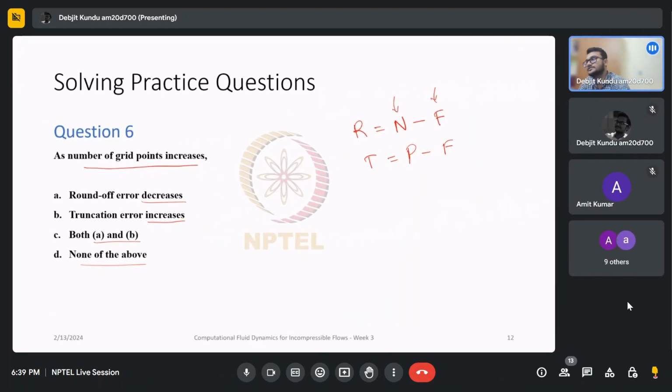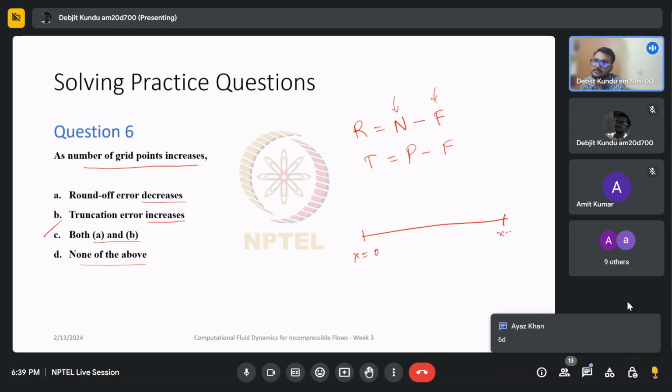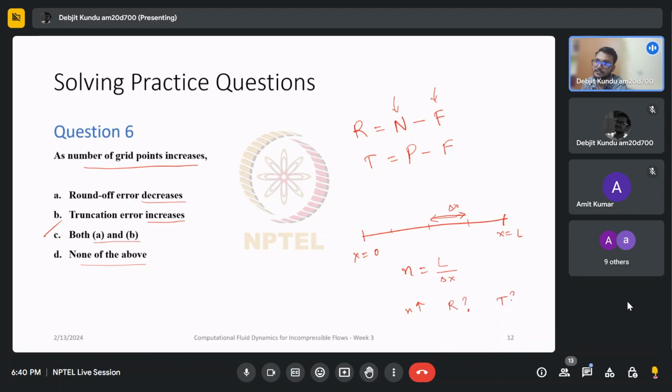So we have a response in favor of option C. Let's see what others have to say. So the question is, as the number of grid points increases, the length of my domain being constant, so let's say this is the domain that we're solving in, and we're discretizing it into some grid points separated by, let's say, delta x. So the number of grid points is L divided by delta x. So what happens when n increases? What happens to r? What happens to t?